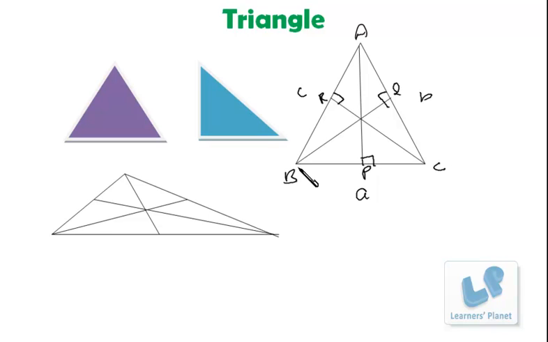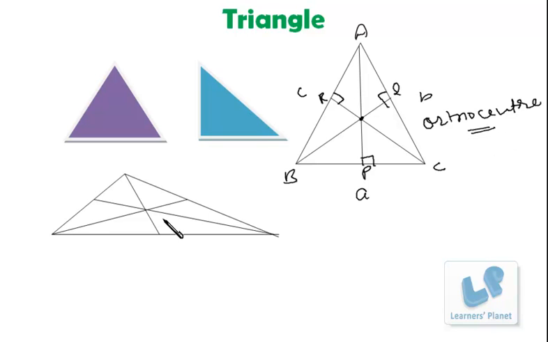That is a line drawn from a vertex to the opposite side, and that too at 90 degrees. So these three are altitudes of the triangle. And the point of concurrence, that means the point at which all the three altitudes are meeting, is known as the orthocenter. So this is also a terminology related to triangles.